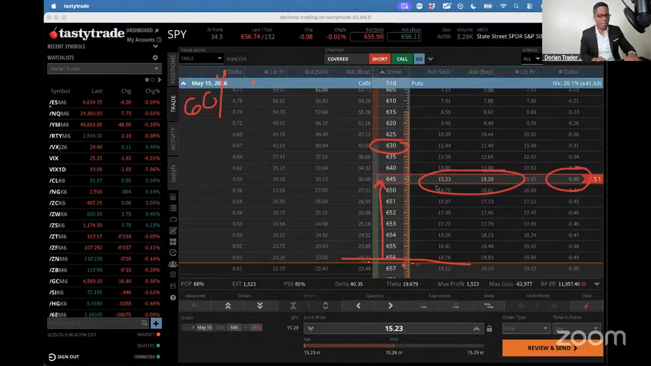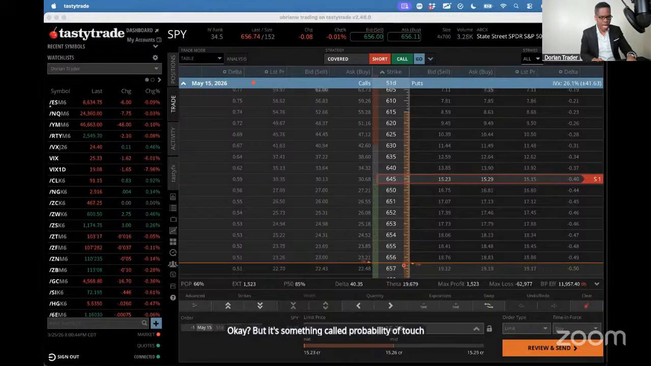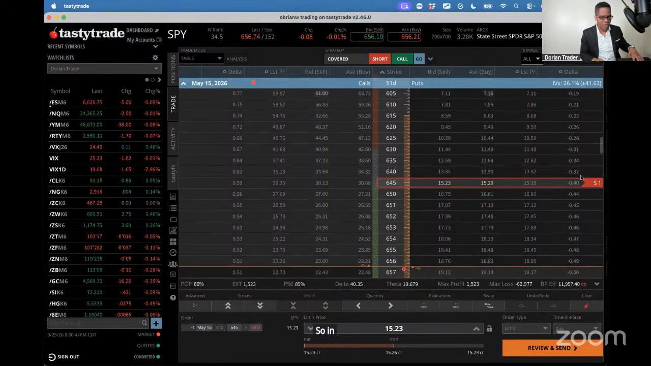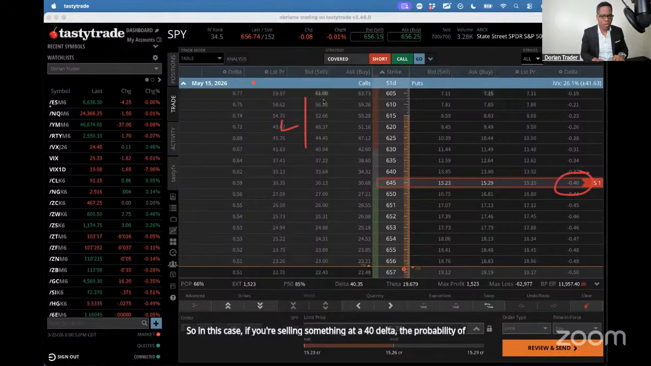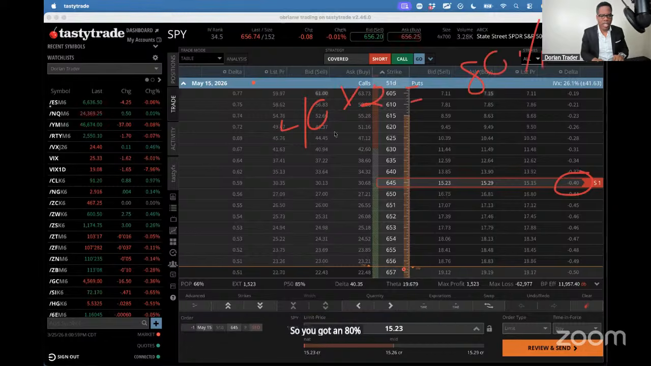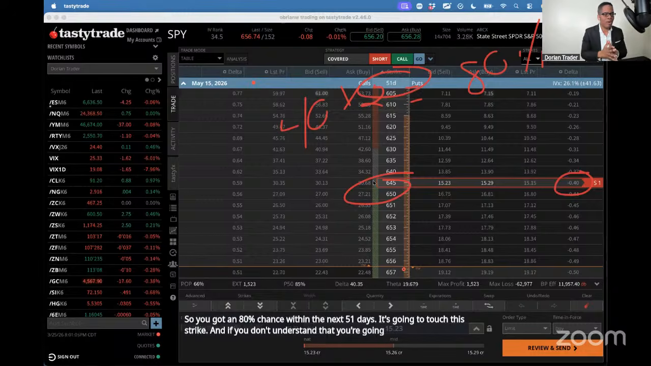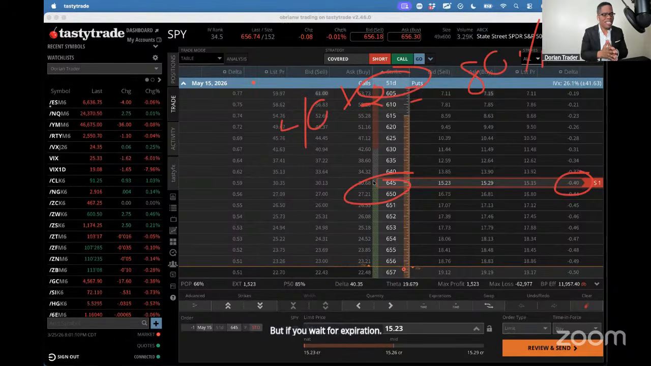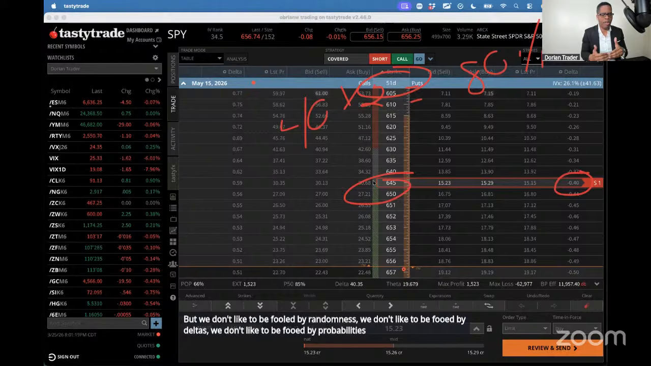But there's something called probability of touch, and it's two times delta. So in this case, if you're selling something at a 40 delta, the probability of touch is 2 times 40, right? So that's 80. So you've got an 80% chance within the next 51 days that it's going to touch this strike. And if you don't understand that, you're going to bail on the trade and you're going to lose. But if you wait for expiration, you're going to win 60% of the time. But we don't like to be fooled by randomness. We don't like to be fooled by deltas. We don't like to be fooled by probabilities here at Dorian Trader. So we understand the whole picture.